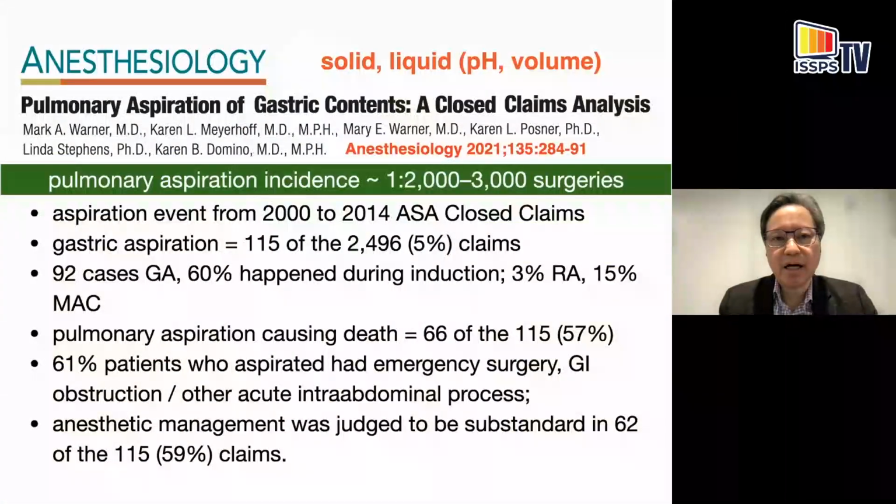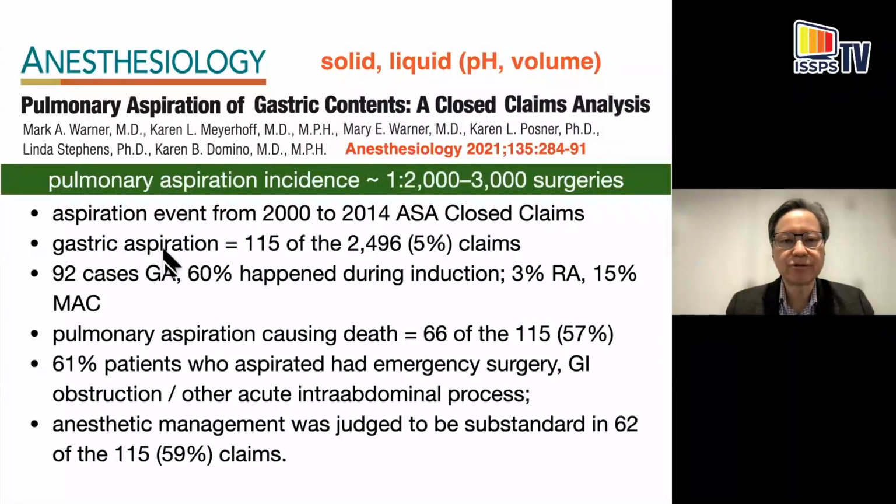This recent anesthesiology article reminds us that pulmonary aspiration of gastric content is still a major patient safety issue. The incidence of pulmonary aspiration is estimated between 1 in 2,000 to 1 in 3,000 surgeries. In this 12-year ASA closed claims, there are close to 2,500 claims, and out of this, 5% of the claims belong to gastric aspiration.